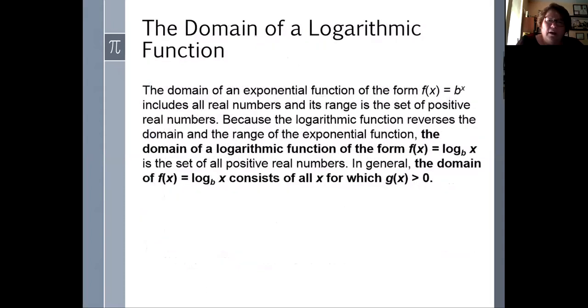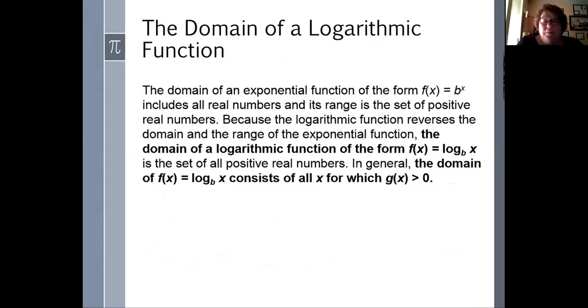So the domain of an exponential function of the form f of x equals b to the x includes all real numbers, and its range is the set of positive real numbers. Because the logarithm function reverses the domain and range of the exponential function, the domain of the logarithmic function of the form f of x equals the log base b of x is the set of all positive real numbers.